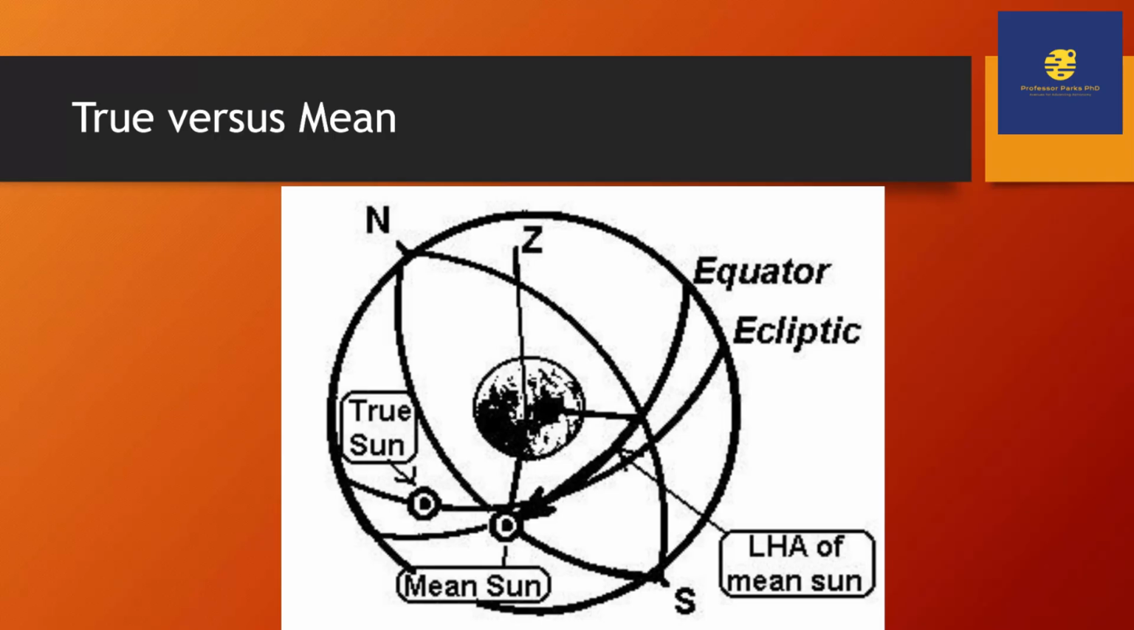LHA is the local hour angle. That is the angle in the sky at your position between the sun and local noon, or where the sun would be on the meridian, again, at that location.